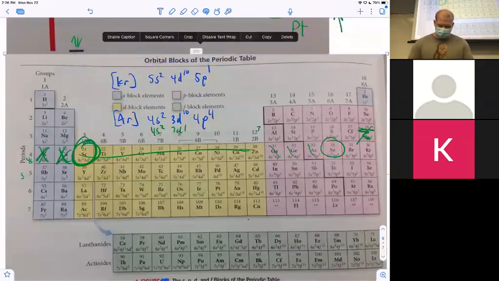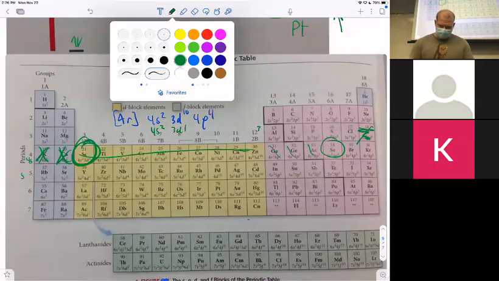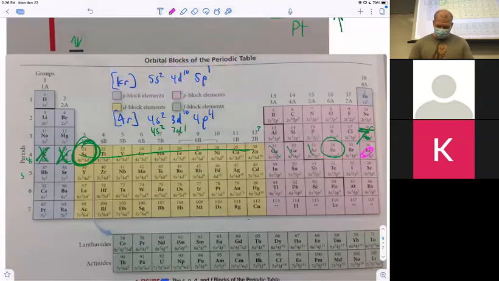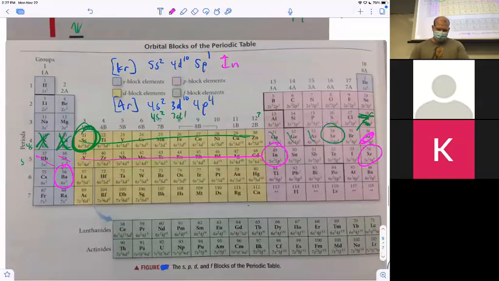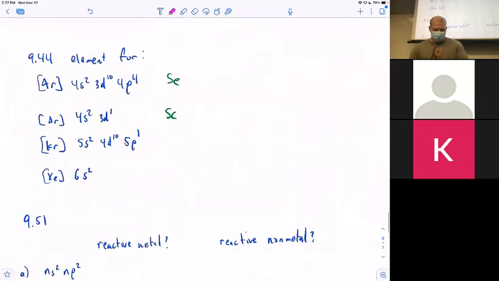So the next one, Krypton. I'll do different, I'll do pink. I think you get it. Krypton, 5s2, 4d10, 5p1. That's indium. So this is going to be indium. And the next one is going to be xenon, 6s2, and that's barium. Does anybody have any questions on how to do these ones? So that one's indium and this is barium.